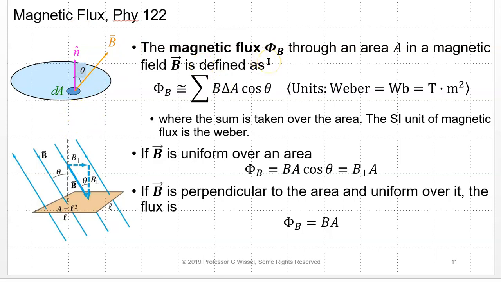The magnetic flux phi b through an area A and a magnetic field B is defined as phi b is approximately equal to the sum of B delta A cosine theta, where delta A is all these little areas. The units on that is the Weber, and a Weber is a Tesla meter squared. And the sum is taken over the area.